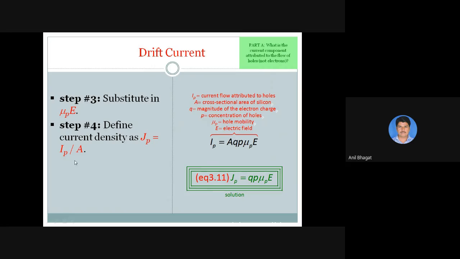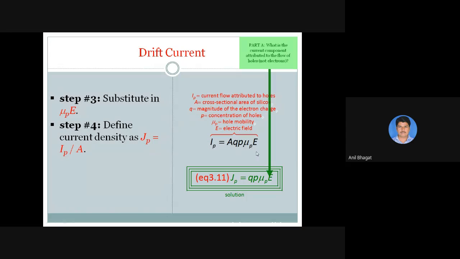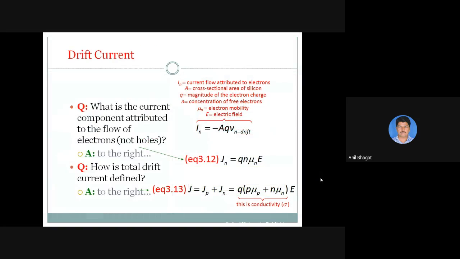Then A cancels. Why does A cancel? Because in the previous formula, IP is nothing but A Q P VP. Now this cancels, and your final formula for current density is Q P mu P E. Keep this formula in mind and always recall it when solving problems. What is the current component attributable to the flow of electrons? Similarly, we calculate the current density as a combination of JP and JN, the overall current density of the device.